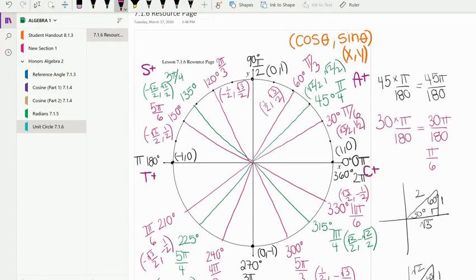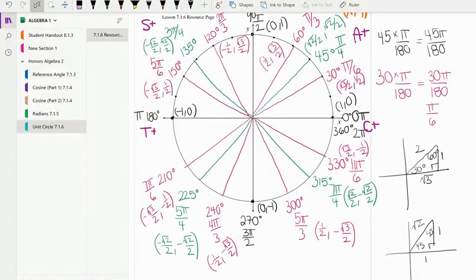So what that means is in the first quadrant, all trig identities are positive. So in other words, sine, cosine, and tangent are positive. In the second quadrant, only sine is positive, and that makes sense because cosine is the x value, and the x value has to be negative. In quadrant 3, only tangent is positive.